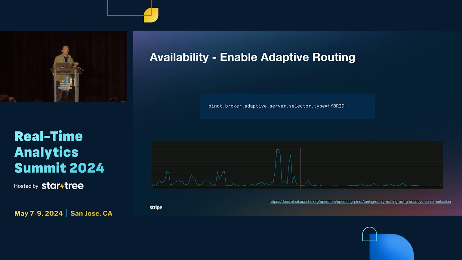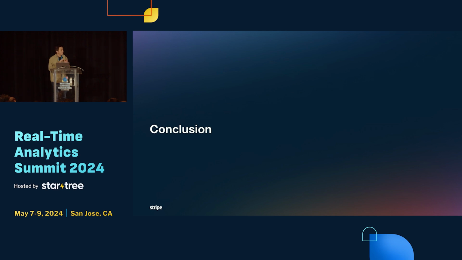So this feature has actually also been useful for rolling out new instance type changes because we get to see whether or not there are significant differences in latency based on what adaptive routing selects as which replica group to route queries to. So in conclusion, I just wanted to go over some key takeaways.